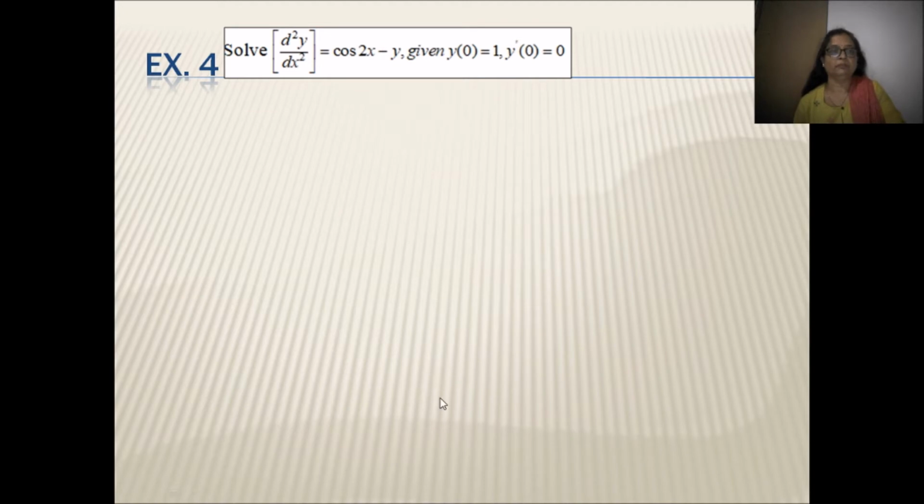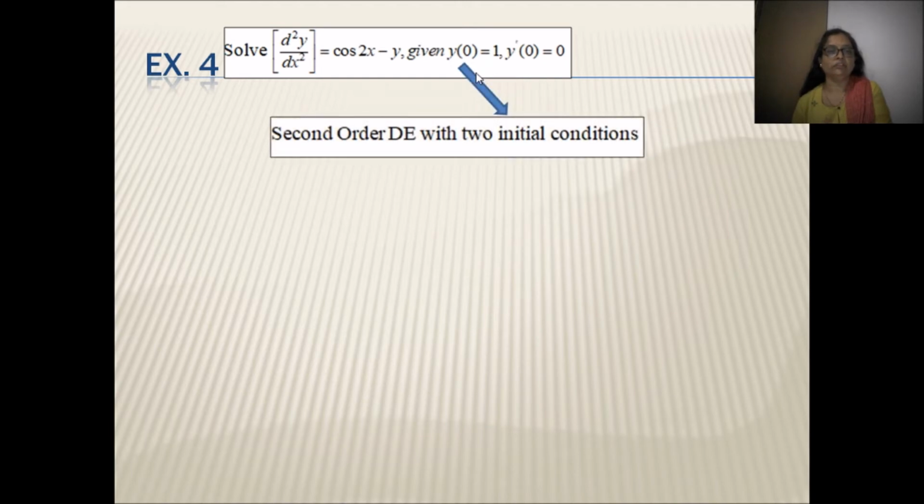Example number 4. Solve d2y by dx square equal to cos 2x minus y, and here two initial conditions are given. The given differential equation is a second order differential equation with two initial conditions. Now first step here is syms y of x.